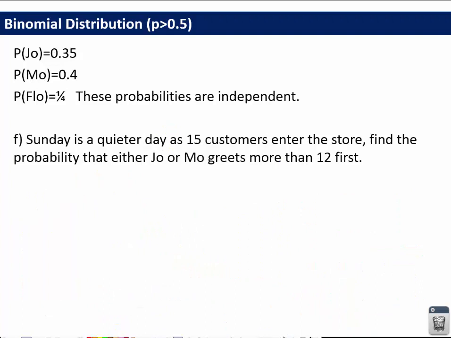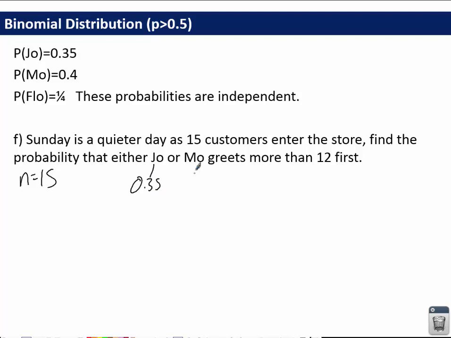Okay, Sundays are a quieter day. This is our final question, and 15 customers enter the store. Find the probability that either Joe or Mo greets more than 12 customers first. Okay, so Joe or Mo. First of all, n is 15, just read off the question. Joe has a probability of 0.35.